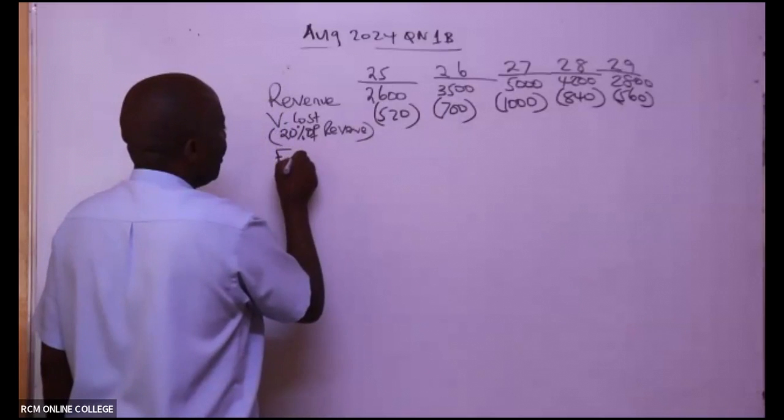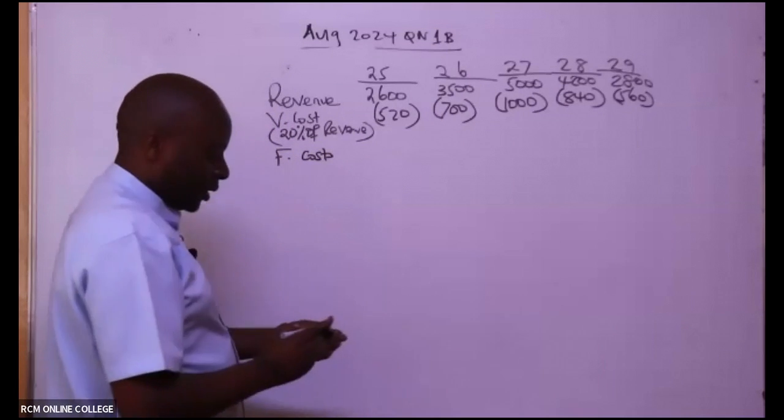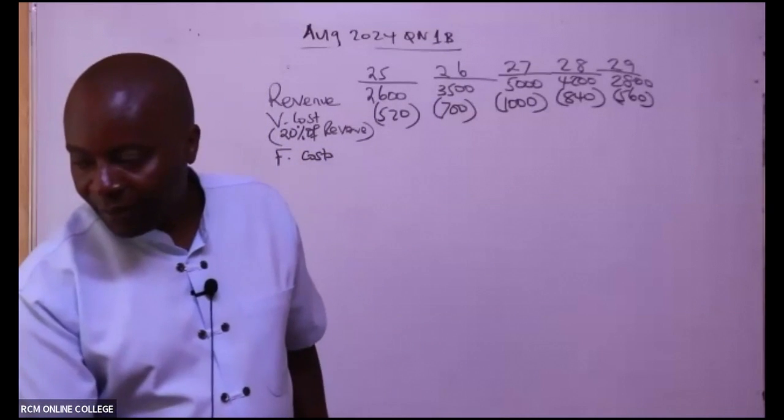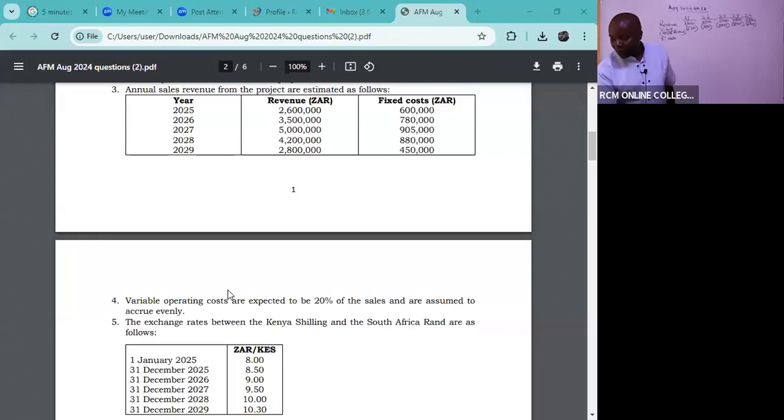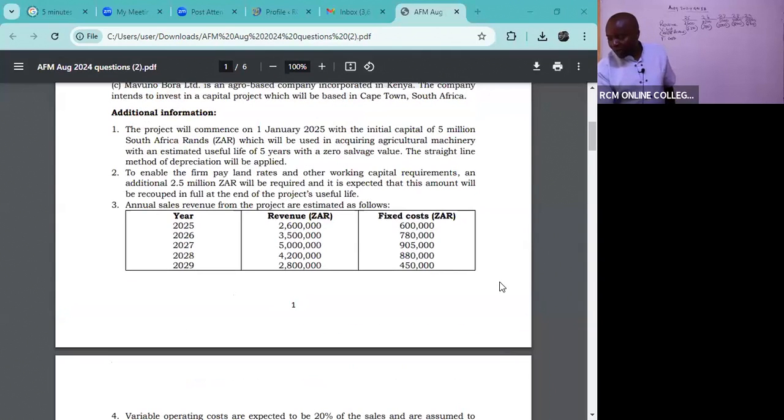And then we have the fixed costs. This examiner has given us fixed costs directly. The fixed costs that we have here: I'm cutting three zeros. Fixed cost 600 in year one, then 780, 905, then we have 880, 450. Like that. We don't have any other cost really.